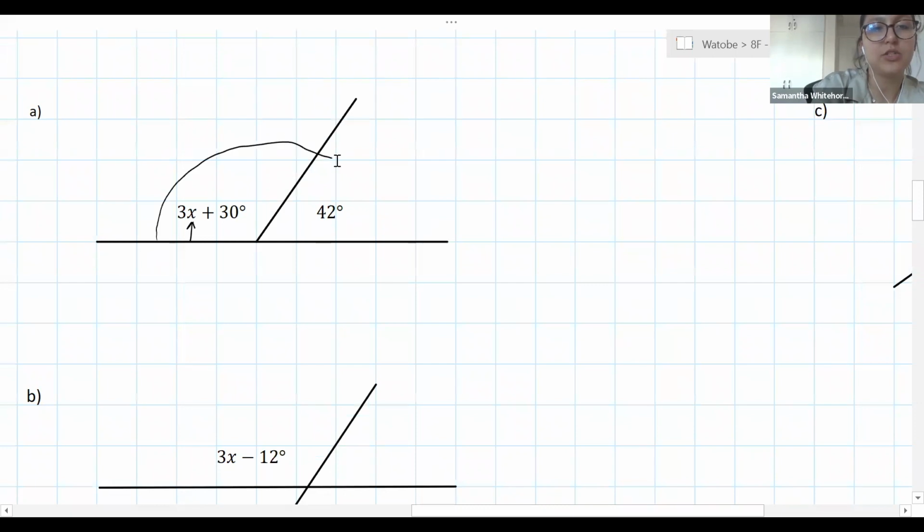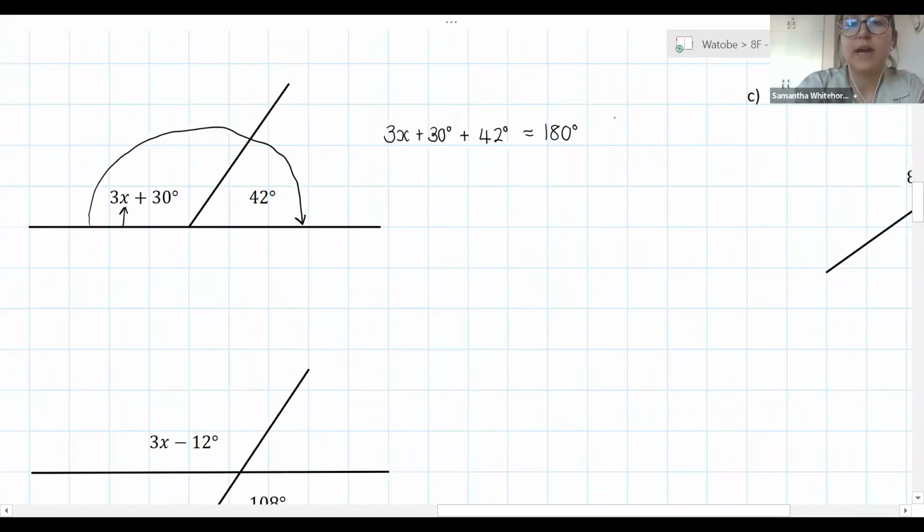We know that these two angles on the straight line need to add up to 180 degrees. And so because we know what reason we're going to start with, we can start setting up an equation. So we know that the angle 3x plus 30, which is the angle on the left there, plus the 42-degree angle must equal 180 degrees. Now I've made a statement here, so I have to give a reason.